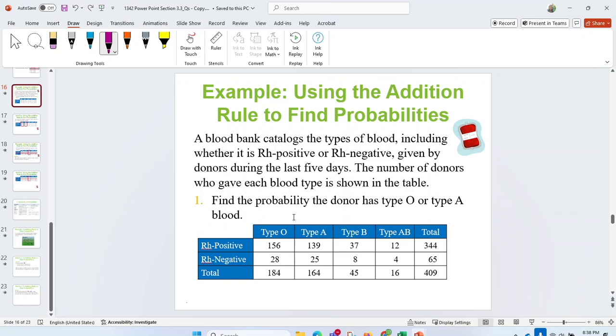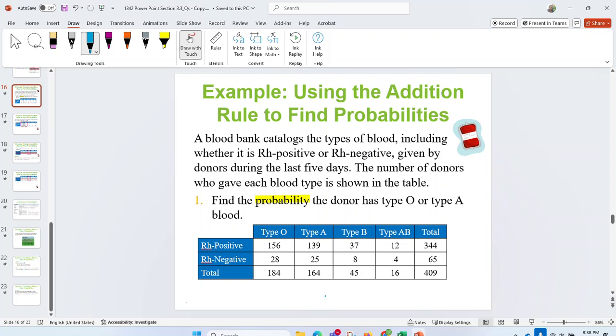Okay, we're going to find the probability the donor has type O or type A. Remember, every time you say find the probability, you need to divide by the total. If you want to find the probability, you must divide by the total, and it depends on what kind of total you have. So how many of them are type O?